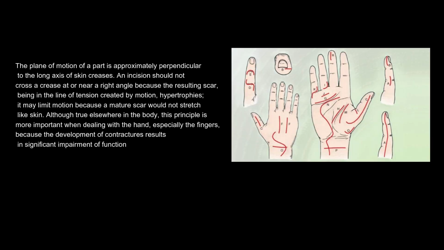The plane of motion of a part is approximately perpendicular to the long axis of skin creases. An incision should not cross a crease at or near a right angle because the resulting scar, being in the line of tension created by motion, hypertrophies. It may limit motion because a mature scar would not stretch like skin. Although true elsewhere in the body, this principle is more important when dealing with the hand, especially the fingers, because the development of contractures results in significant impairment of function.